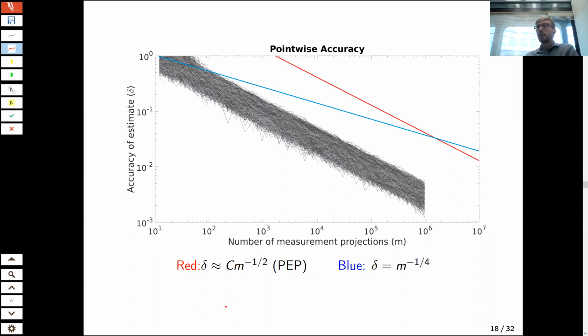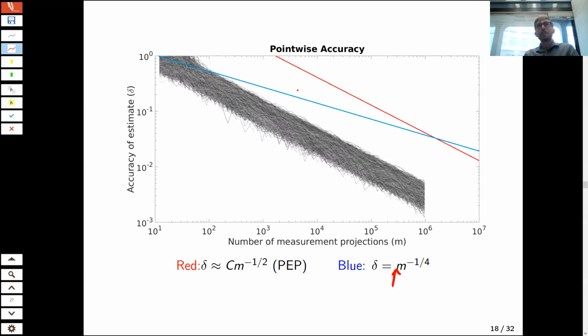We don't know if our d dependency is correct or if you can do better, but at least the delta dependence looks right. The blue line is what the other things I was comparing to give, and here notice I don't have a constant in front. That's also because they don't really give explicit constants in their papers, so I don't really know exactly what constants they have in front there, because they're more concerned with asymptotics.